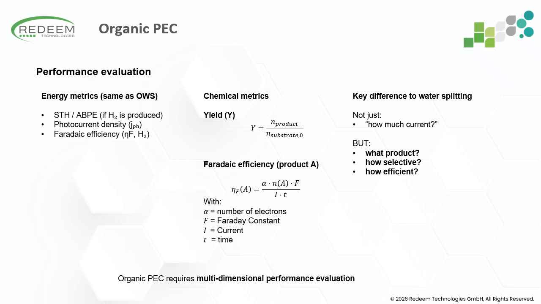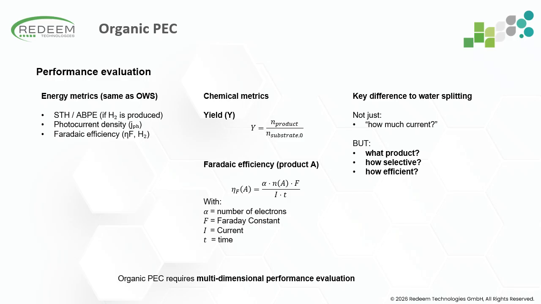The first is the reaction yield, which simply describes how much of the initial substrate is converted into the desired product. And equally important is the Faradaic efficiency of the target product. Here, instead of asking whether electrons produce hydrogen, we ask how many of the transferred electrons actually contribute to forming the desired molecule, and this allows us to quantify the extent of competing side reactions.